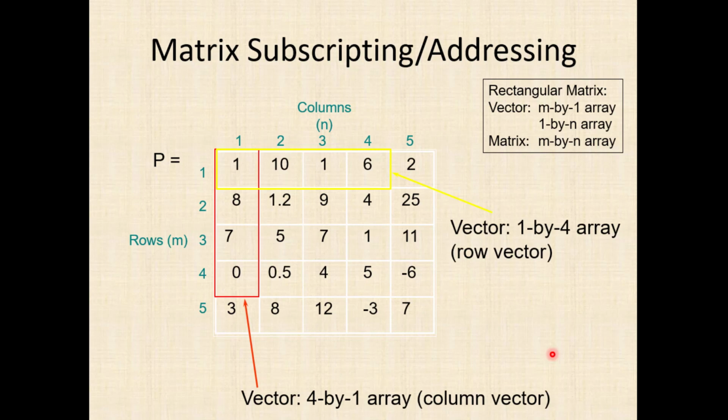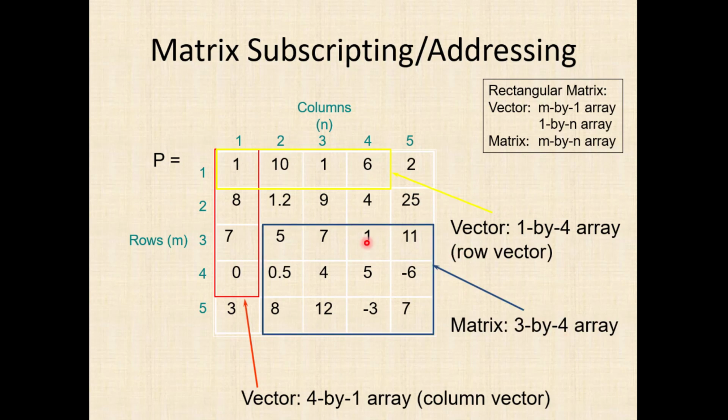Now, a vector can be either a row vector or a column vector depending on the direction. When you have a vector consisting of a single column, it is referred to as a column vector. So here we have 4 rows but just 1 column. Similarly, when you have a vector that has just 1 row and multiple columns, we refer to such a vector as a row vector. So the vector in yellow here is defined as a row vector because it has just 1 row but 4 columns. So that gives us 1 by 4.